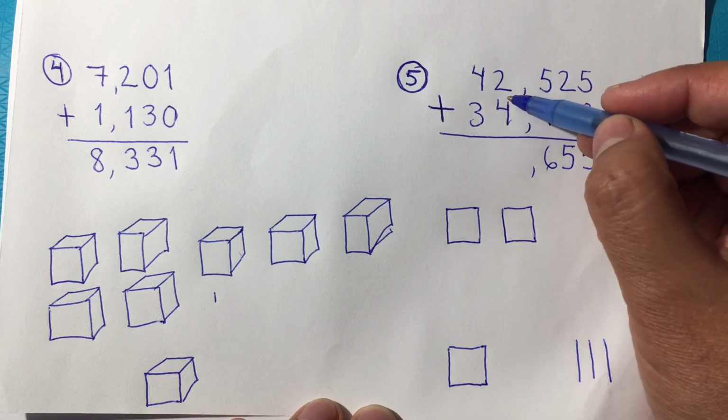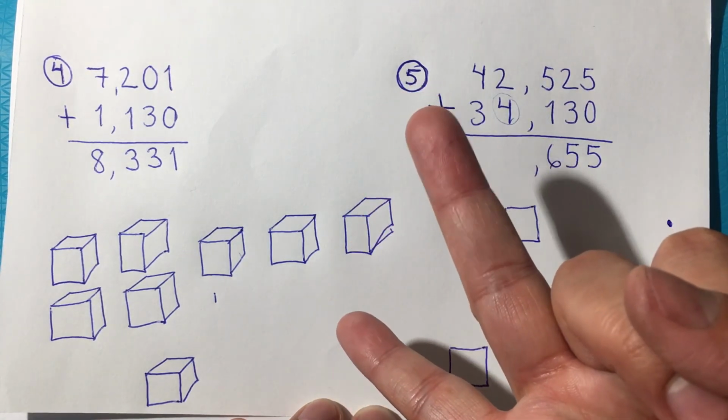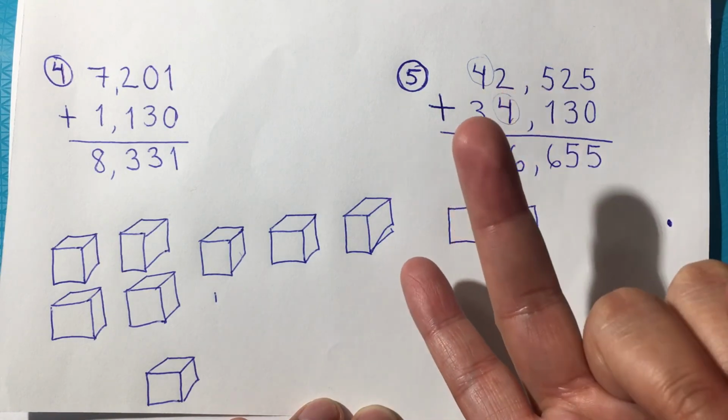Which one is bigger? The 4. So 4 in our mind. 4, 5, 6. In here, the bigger one is 4. 4 in our mind. And 3 more. 4, 5, 6, 7.